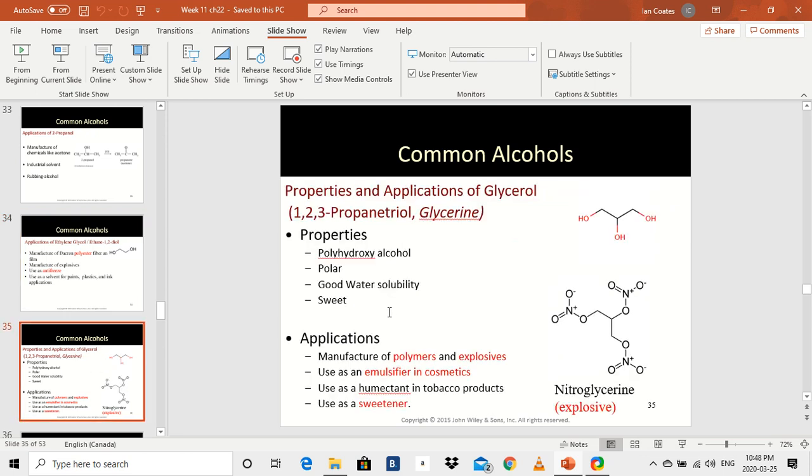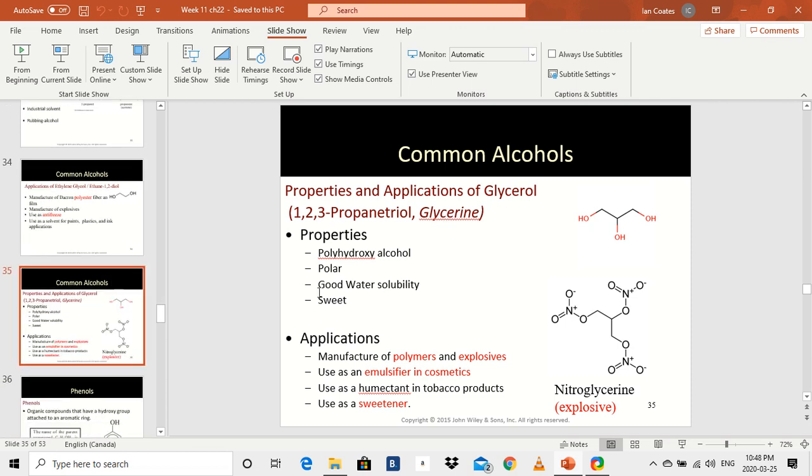Here are some more properties. 1,2,3-propanetriol. There are lots of things these are used for, usually in the polymer and explosive industry. Here we've got nitroglycerin, which is basically just a precursor of the above.